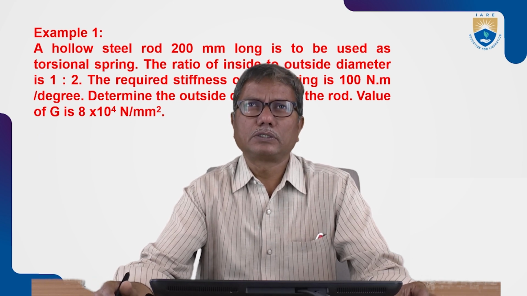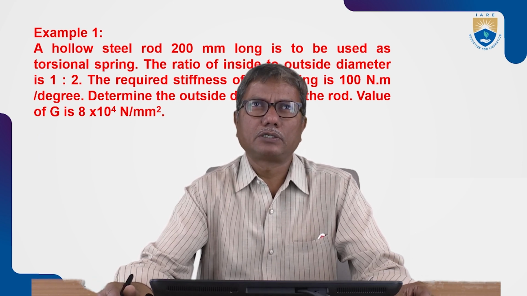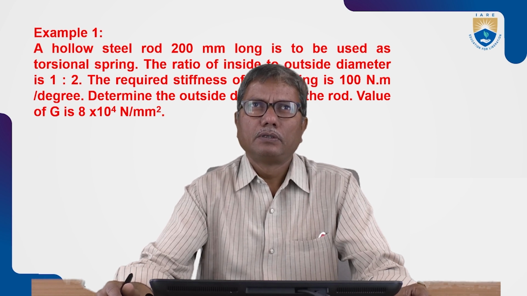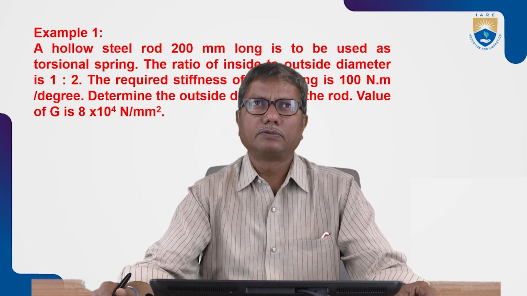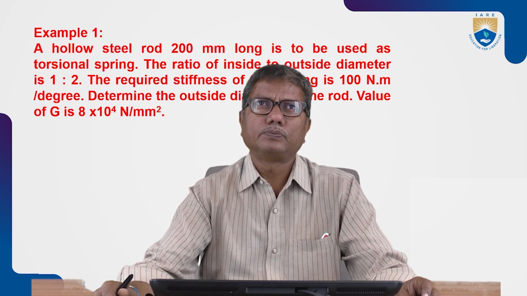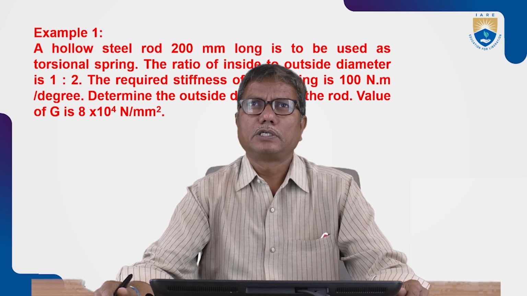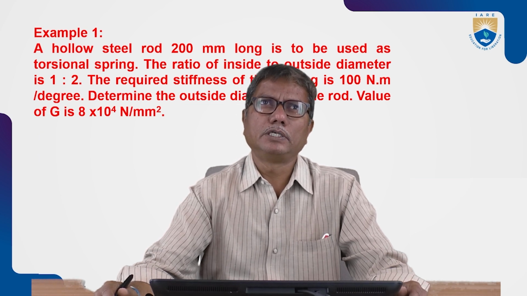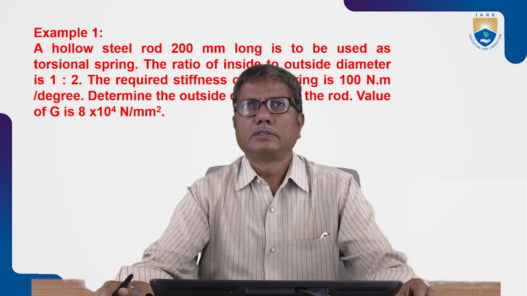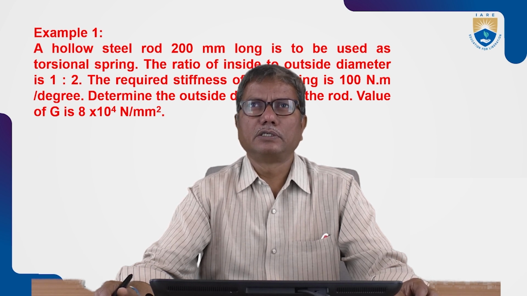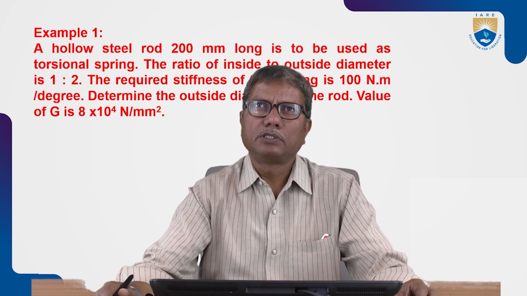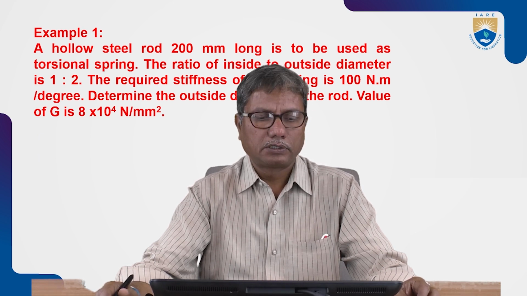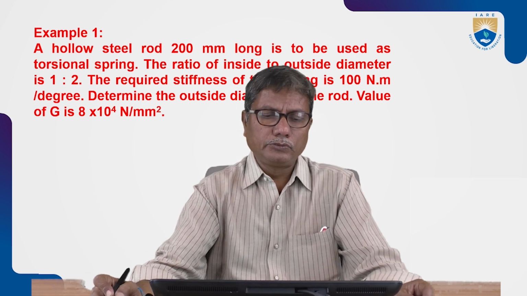A hollow steel rod 200 mm long is to be used as a torsional spring. The ratio of inside and outside diameters of the tube of the rod is 1:2. The required stiffness of the spring is 100 Newton meter per degree. Determine the outside diameter of the rod. The modulus of rigidity is 8 into 10 power 4 Newton per mm square.